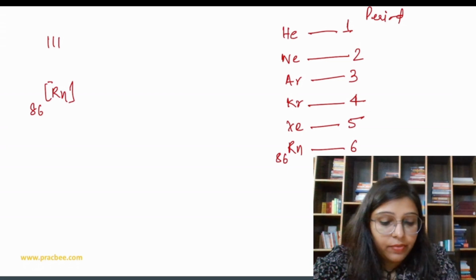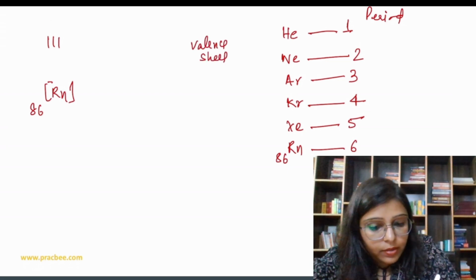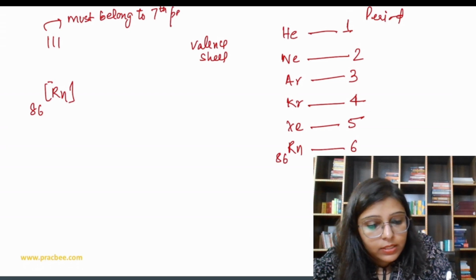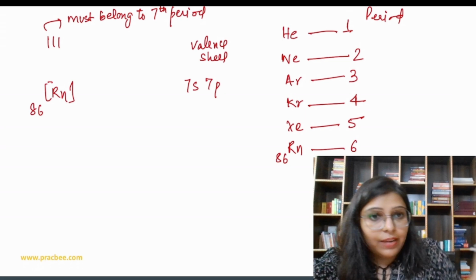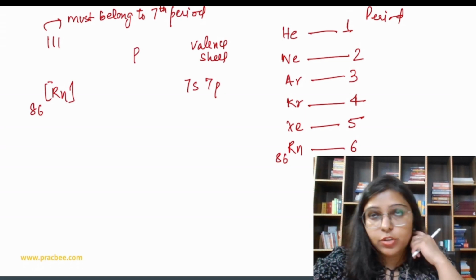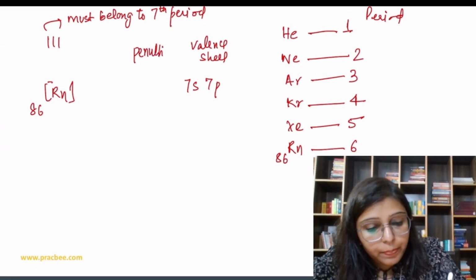So if it belongs to the seventh period, then the valence shell must belong to the seventh period. So the valence shell is going to be 7s 7p. Then we have the shell which is placed behind the valence shell, right? That is called the penultimate shell. So that is going to be 6d.